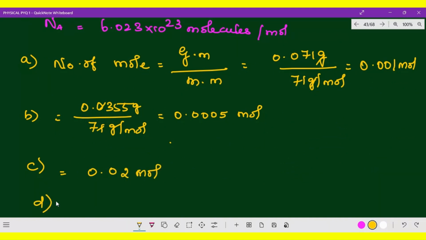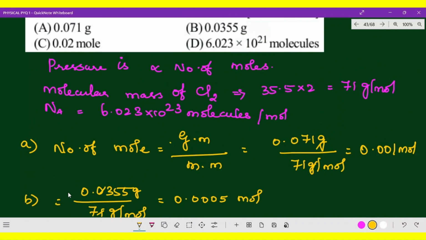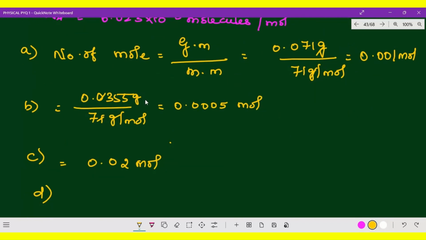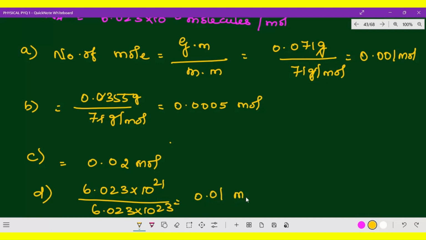Option D, what is that option D? Here actually 6.023 into 10 to the power of 21 molecules. See, number of moles, it is actually 6.023 into 10 to the power of 23. But here how much they have given? 6.023 into 10 to the power of 21 divided by 6.023 into 10 to the power of 23. So naturally, what is the answer you'll be getting? 0.01 mole, right?